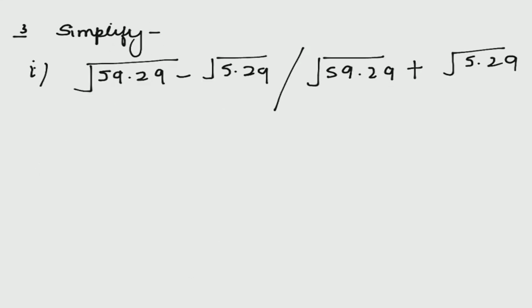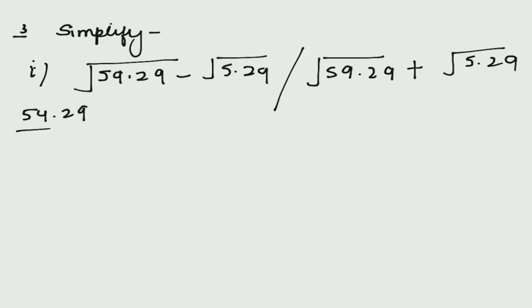In this next part we have questions where we have to simplify the given expression. So here we have the expression: the square root of 59.29 minus the square root of 5.29, divided by the square root of 59.29 plus the square root of 5.29. So here we can do it in two methods. The first method is, as we already know how to find the square root of a decimal number, we can find it out. Or we can simplify it like this.